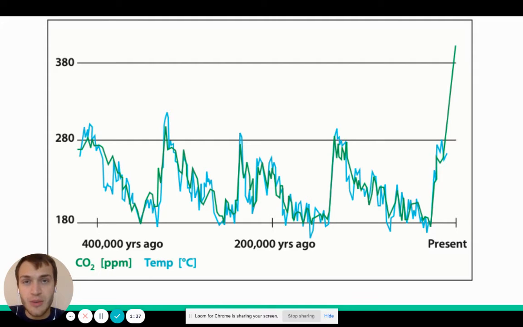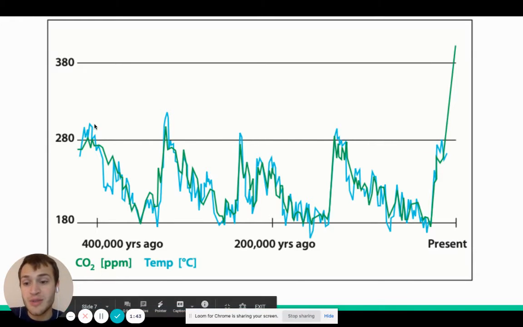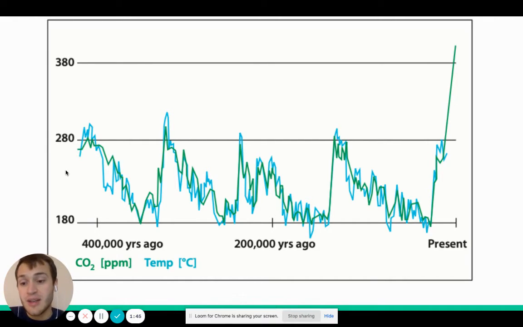And so we looked at this graph that shows carbon dioxide levels in green and temperature levels in blue. And as you can see, whenever carbon dioxide goes up, temperature also goes up, and vice versa. So it's a lot of up, down, up, down, up, down, up, down, and then finally up. So what we can see from this graph is that the temperature of the global climate has changed kind of a lot in the past 500,000-ish years.